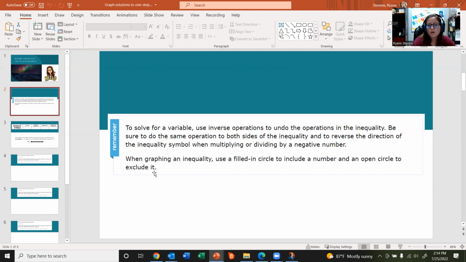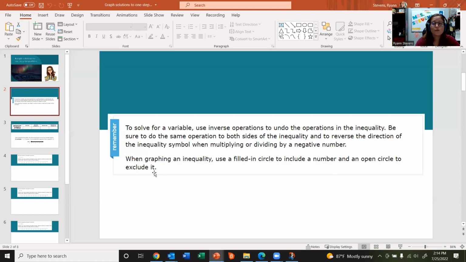We also want to remember that when we are solving for the variables in these inequalities, if you have to multiply or divide by a negative number, you're going to take that inequality sign that you have, whatever it may be, and you're going to flip it. So if you have a greater than sign, you would flip it to be a less than sign, but that's only when you're multiplying or dividing by a negative number.